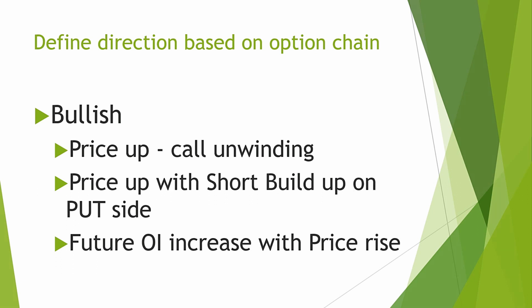How can we define bullishness? Prices will be up in the underlying. There will be call unwinding, meaning open interest in calls will be decreasing and prices of call options will be increasing. This is bullish behavior. Then what will happen to puts? There will be short build-up on the put side. Premiums of puts will decrease and an increase in open interest will be seen. Change in open interest will be higher on the put side.